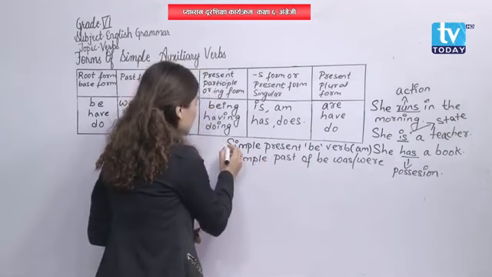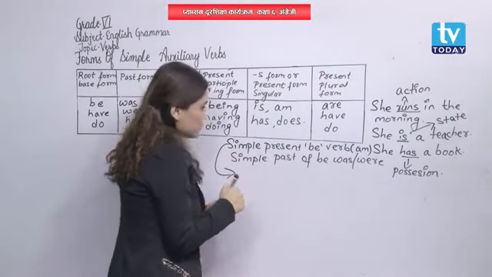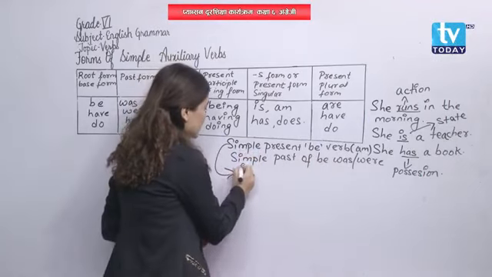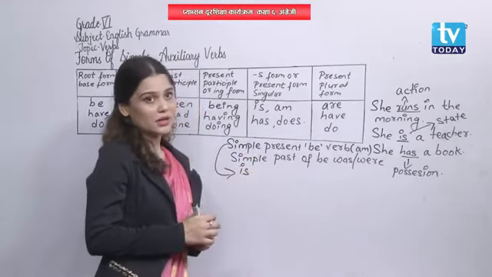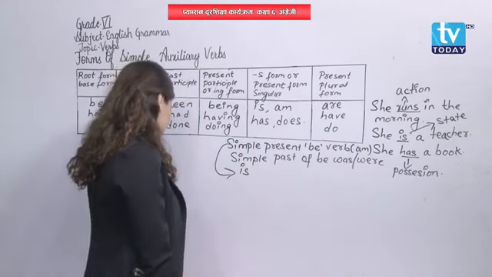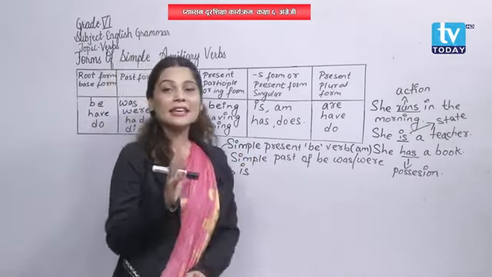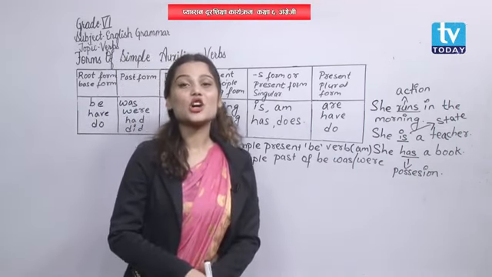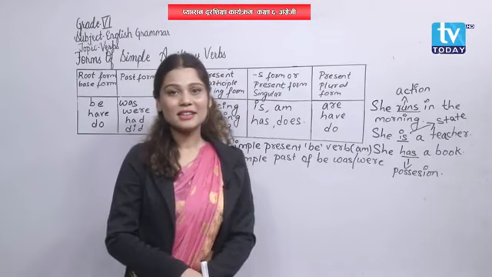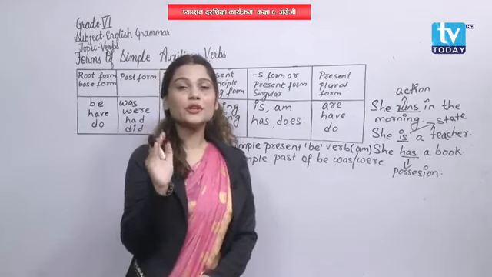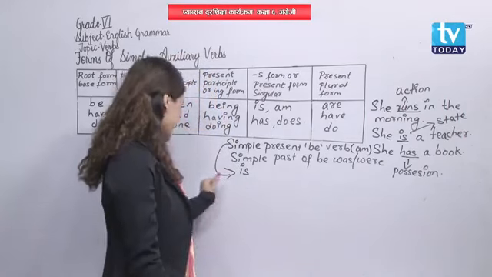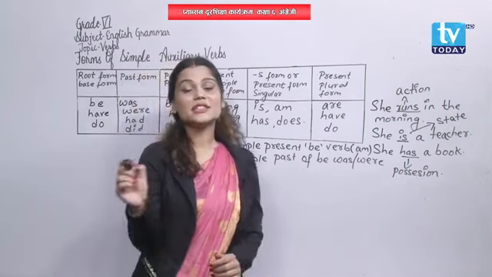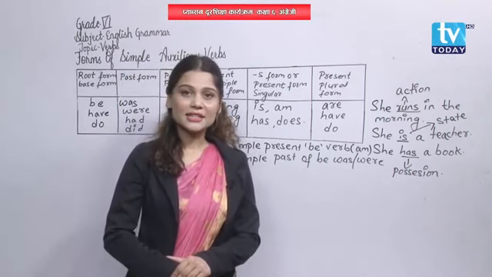And in the simple present be verb, you can use is as well. So what will be the example if you use is? He is a teacher. She is a teacher. He is a doctor. Yes or no? Yes. These are a few examples of is. It is a dog. Understood, my dear students?